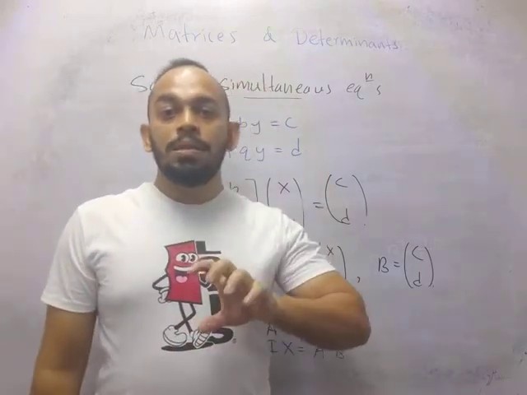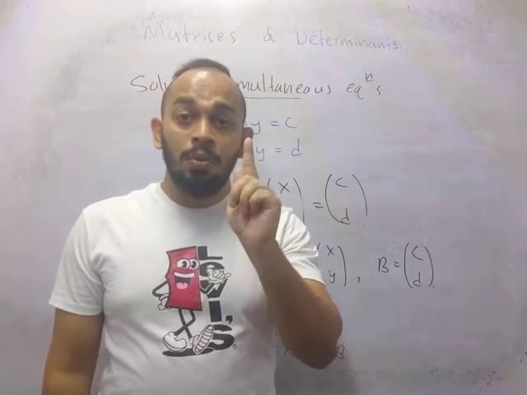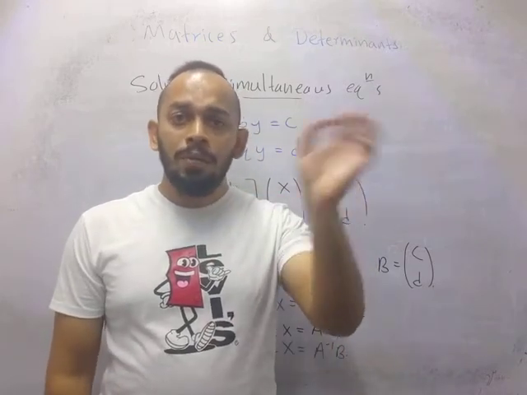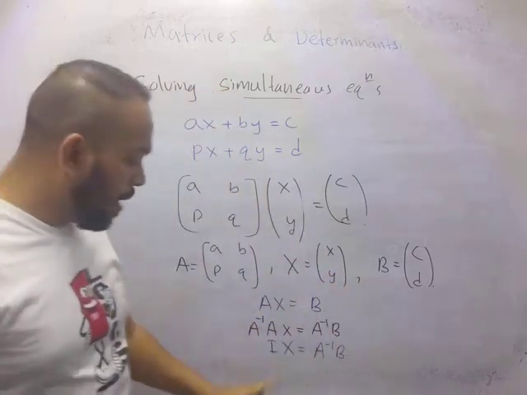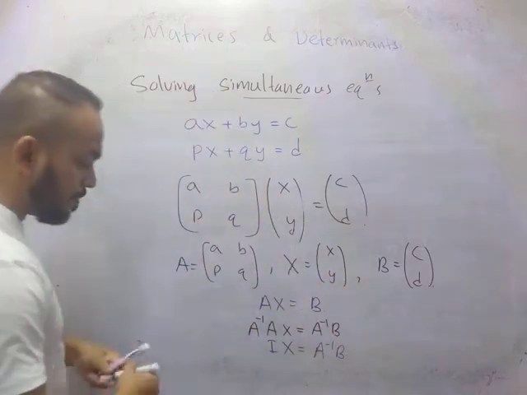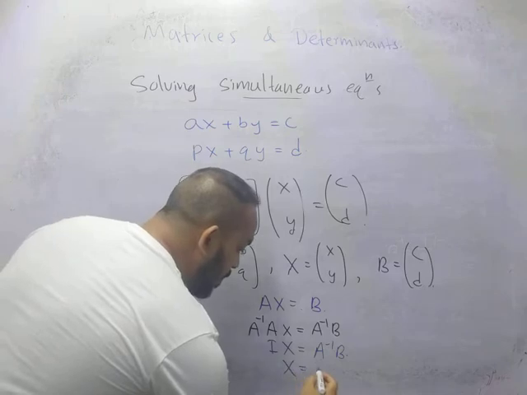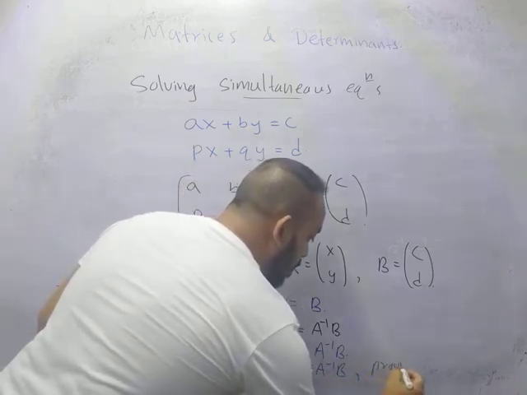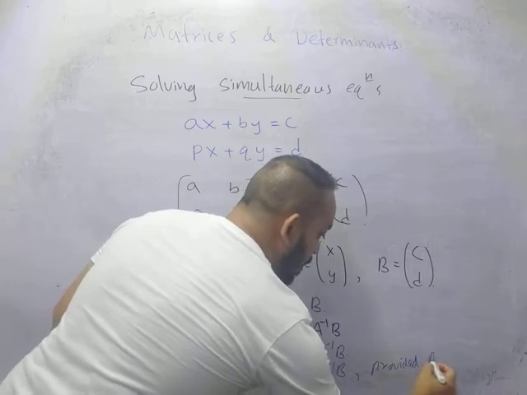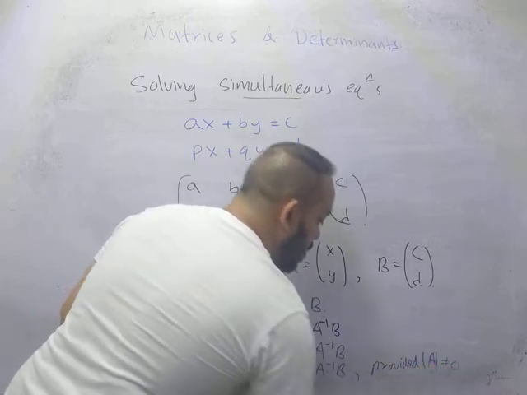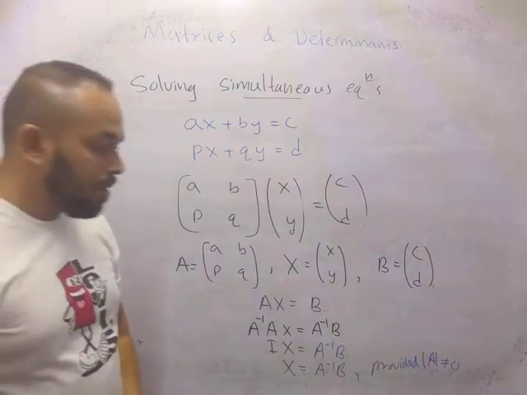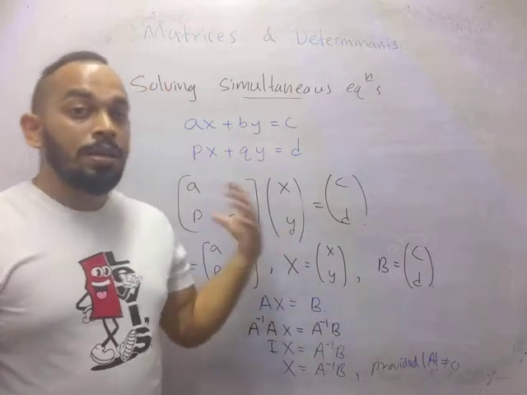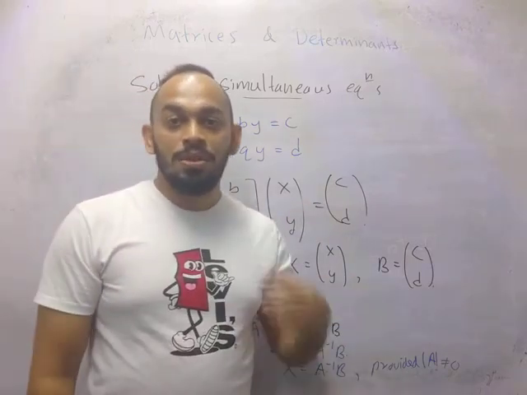Now I means the identity matrix, it's like 1 in the number universe. So when you multiply any number by 1, you get the same number. So I times X is just X, equal to A inverse B, provided determinant A is non-zero, right? So you have to make sure determinant A is non-zero. If determinant A is 0, then you can't find solutions. So solutions do not exist.